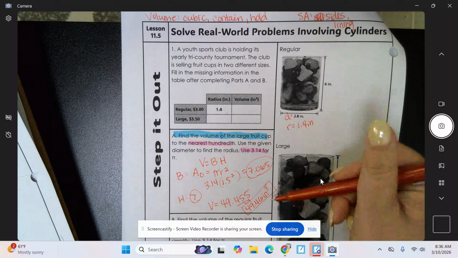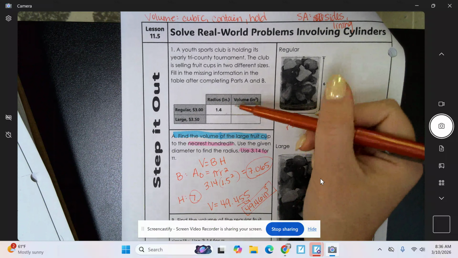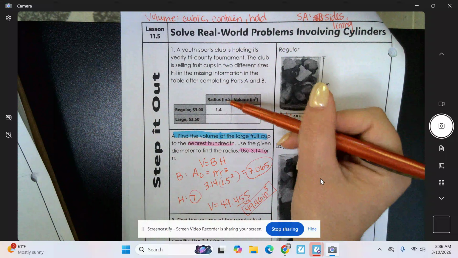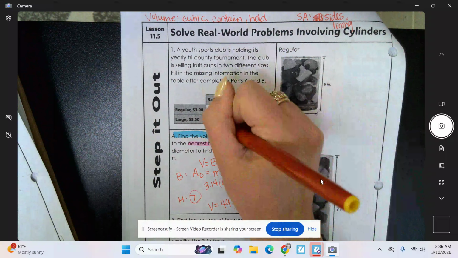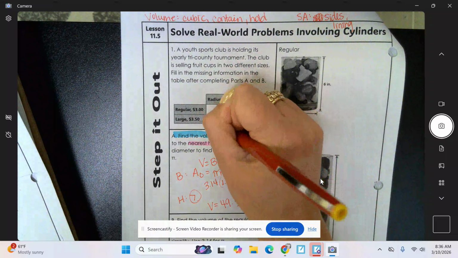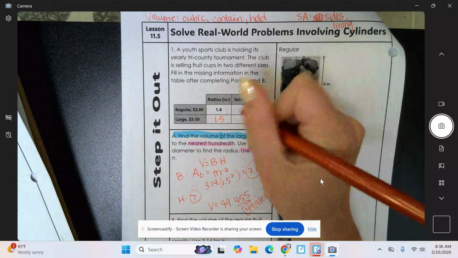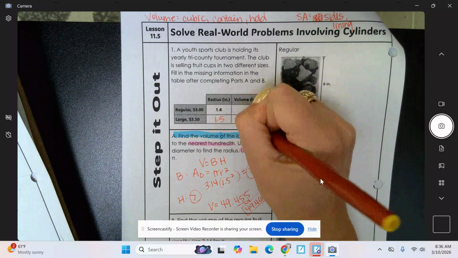Alright, we can fill that into our chart up here. So what was the radius of the large? Was 1.5, right? And the volume was 49.46.